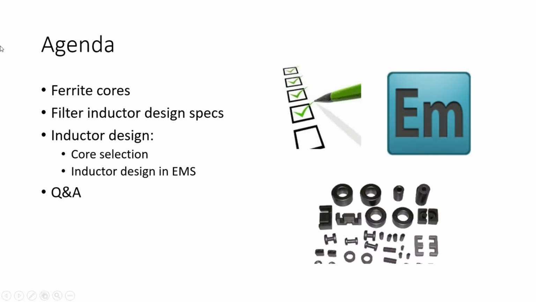Today's topic is going to be inductor design using EMS. Our agenda for today begins by talking about ferrite cores, their properties and what they are good for. Then we're going to look into the design specifications we have for today's design. From there, we're going to go into details of design. We're going to begin by selecting a core, and then we're going to show you how you can actually design an inductor in EMS and check if inductor performances match the specifications. We're going to wrap up this webinar with a short discussion.